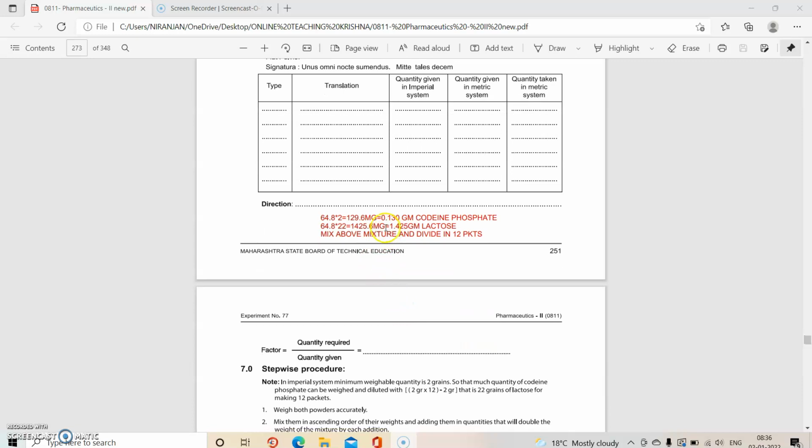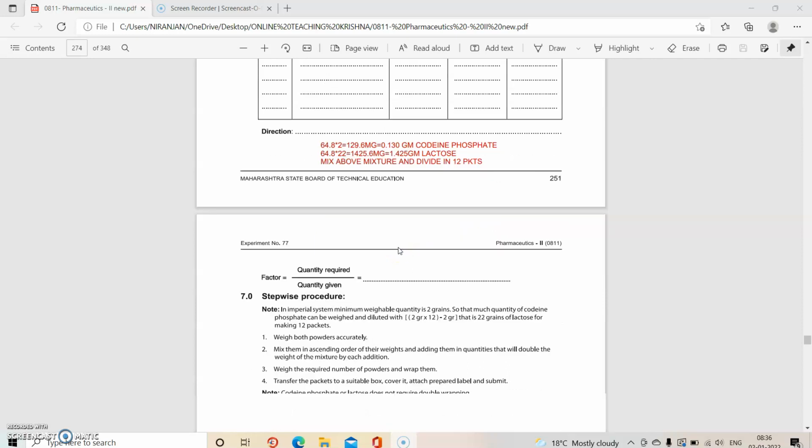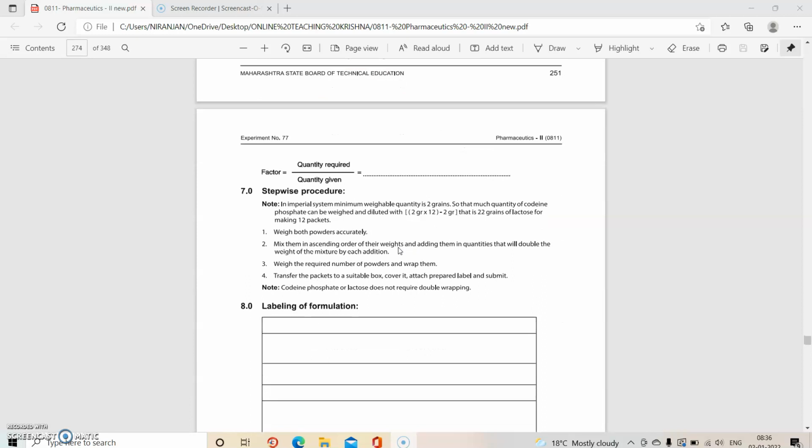What we have to do? Just weigh 0.130 gram of codeine phosphate and mix it with 1.425 gram of lactose. Mix it and divide in 12 equal packets, and you have to submit it. You have to submit it in wide mouth bottle, wrap it in a butter paper and submit it. So that is the procedure. You have to follow this. Any problem, we will discuss it later on.